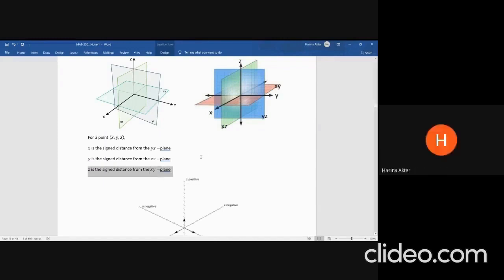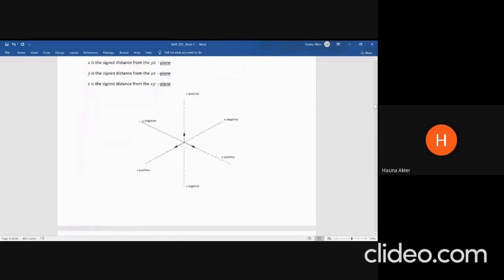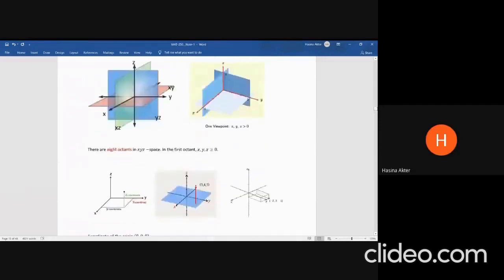Now if I talk about something which is on the YZ plane, what do you understand then? X is 0. Something on the XZ plane. Y equals 0. Very good.